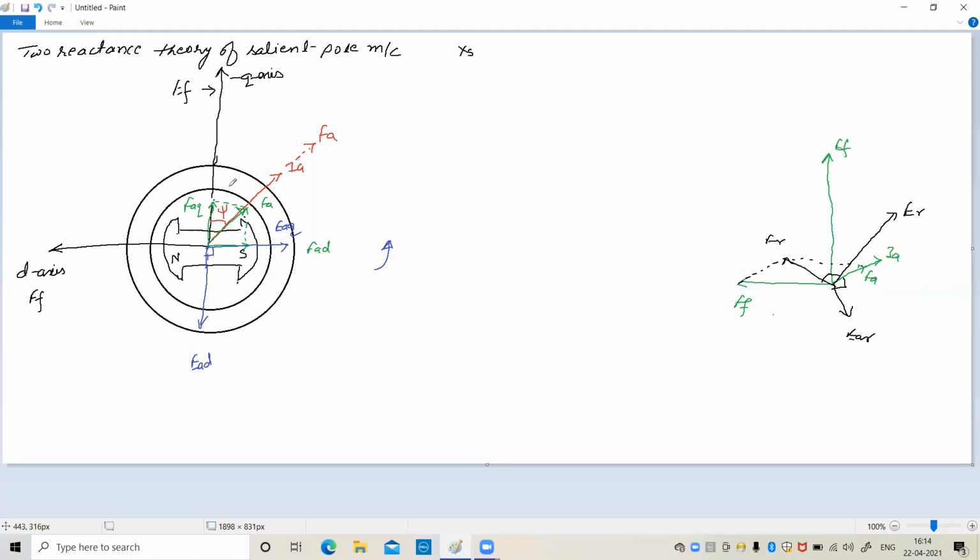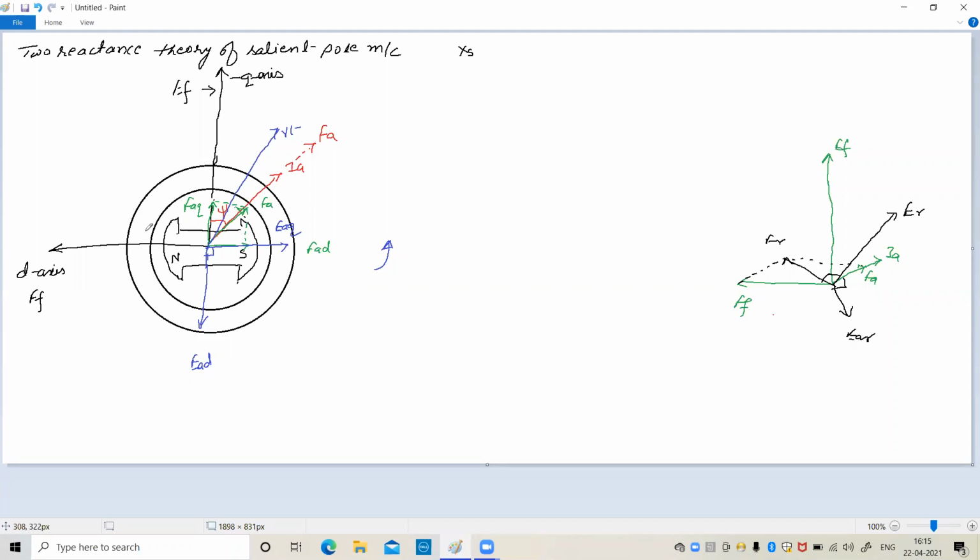And if there is some terminal voltage, suppose this is the terminal voltage of the alternator, VT. So by adding all these voltages and the resistive drop across the armature resistance, we can develop a vector diagram. So we will try to develop one vector diagram with the help of this concept. What is the concept?